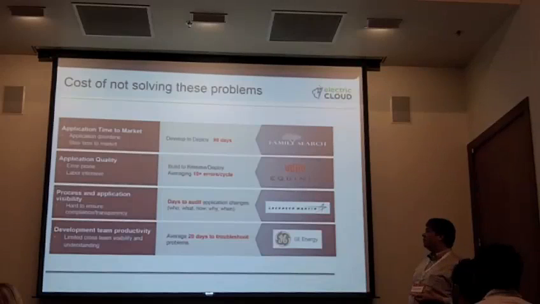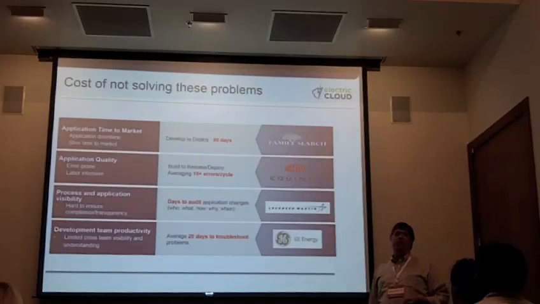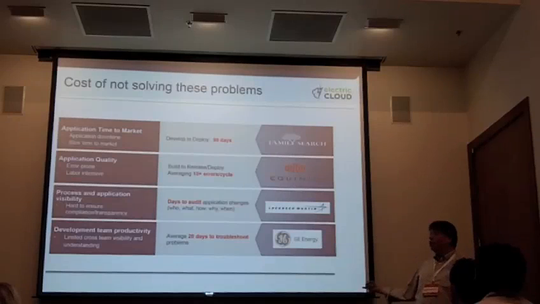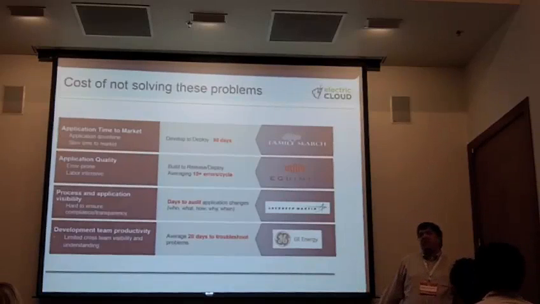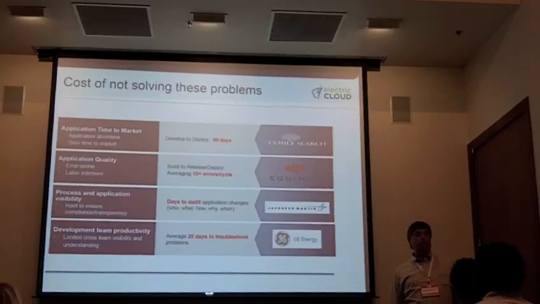Just sort of overall development team productivity and visibility. GE Energy was very aggressive about going agile, and they're a huge software company. GE as a whole is, I think they said, the 6th or 7th largest software company in the world, if you count the amount of software that they write across all of their companies. 20 days to troubleshoot problems.